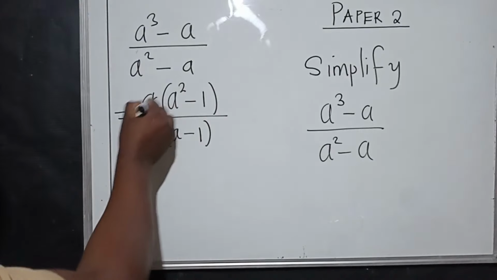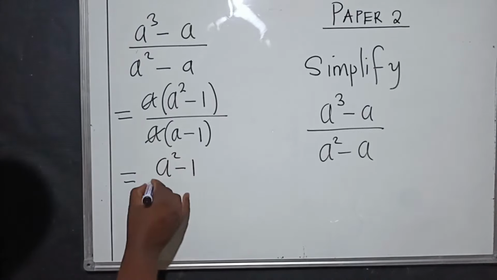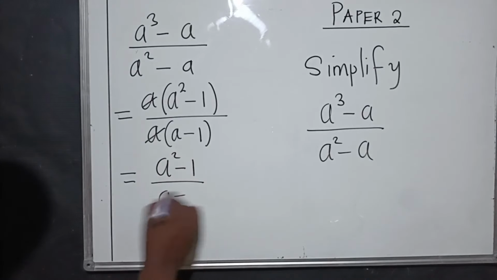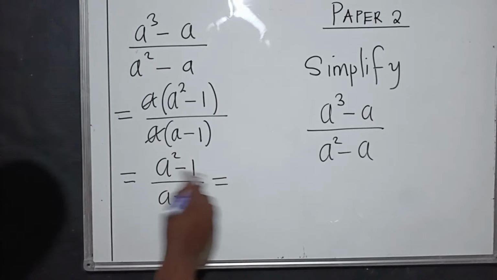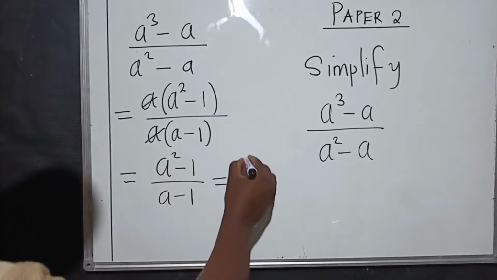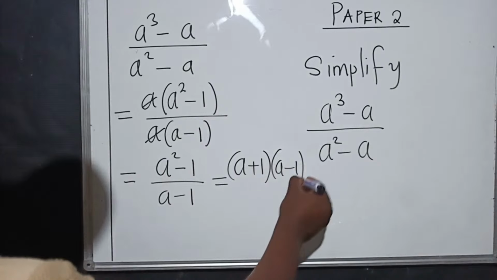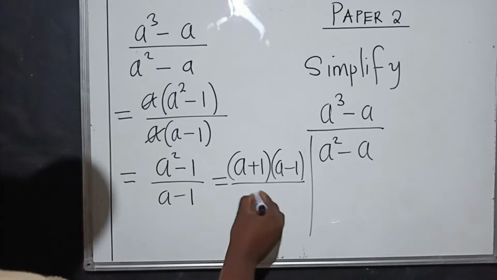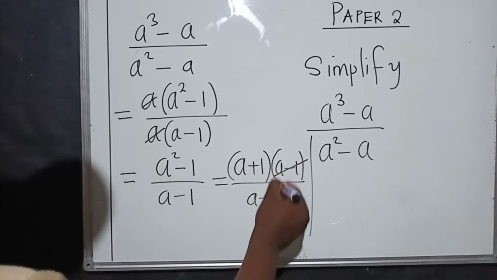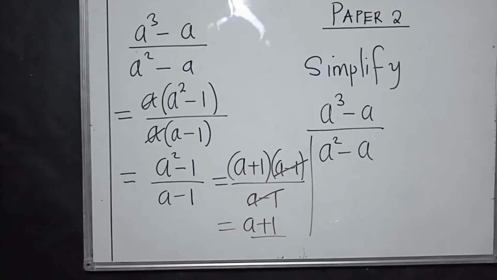So this and this will cancel out. We shall remain with a power 2 minus 1 over a minus 1. Up here, we can use what we call difference of two squares. So it will be a plus 1, a minus 1, over a minus 1. So this and this will go. We shall remain with a plus 1, like this. That's the answer. It's a plus 1.